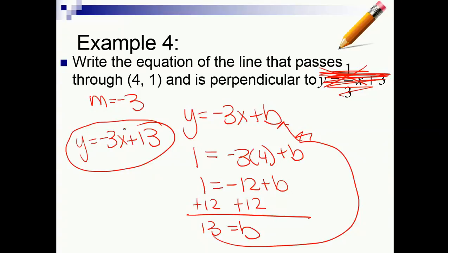Not too bad. The part I think a lot of students have trouble with is this part, finding the new slope compared to what they are told if it's perpendicular or parallel.